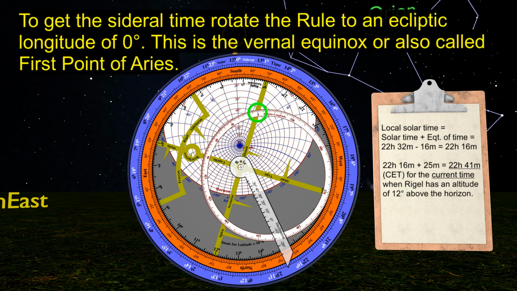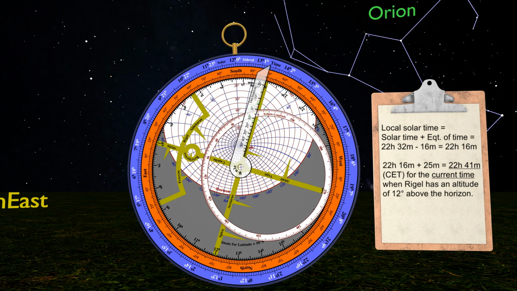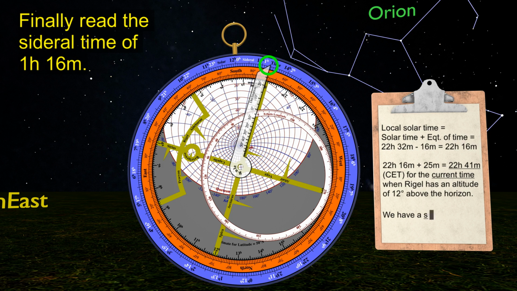To get the sidereal time, rotate the rule to an ecliptic longitude of 0 degrees. This is the vernal equinox, or also called first point of Aries. Finally, read the sidereal time of 1 hour 16 minutes.